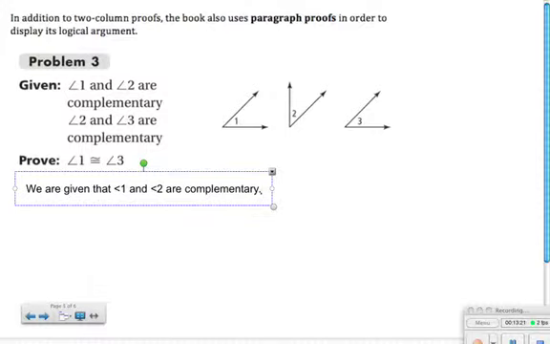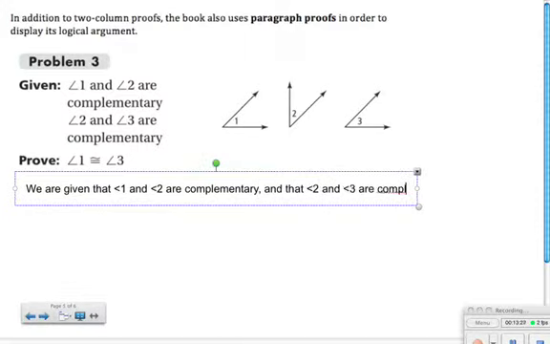We are given that angle 1 and angle 2 are complementary, and that angle 2 and angle 3 are complementary. So that would be my statement 1. As I said before, when you are doing a proof, you start with your given, and you run with it. This is actually a given that I can run with for a while.